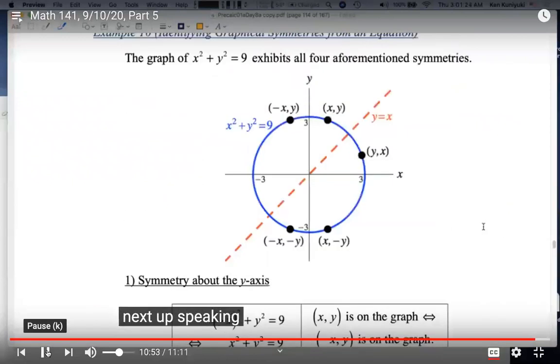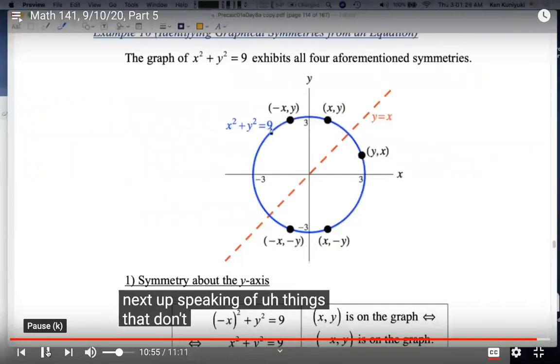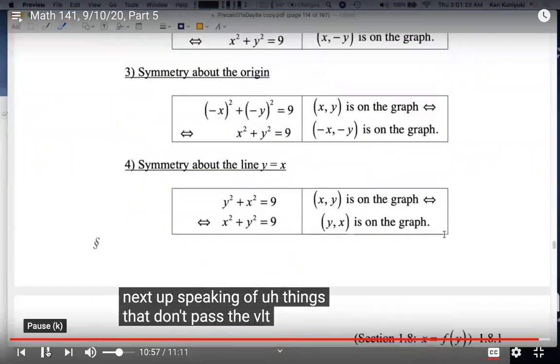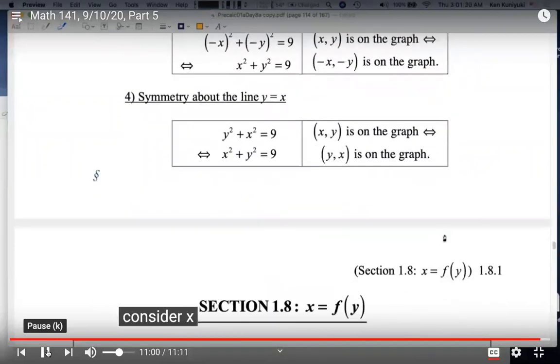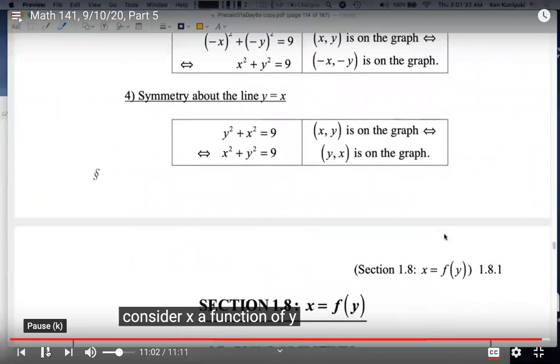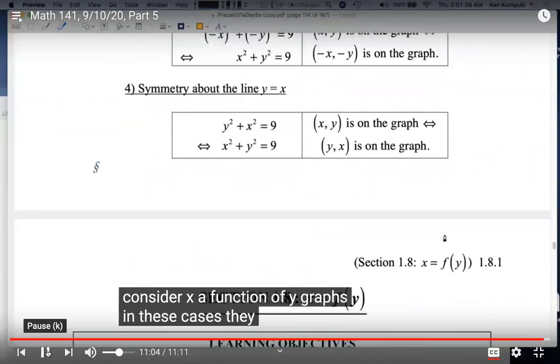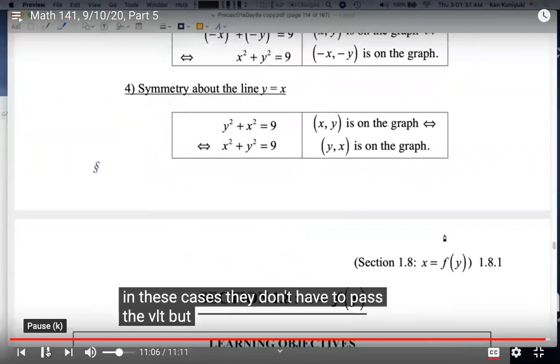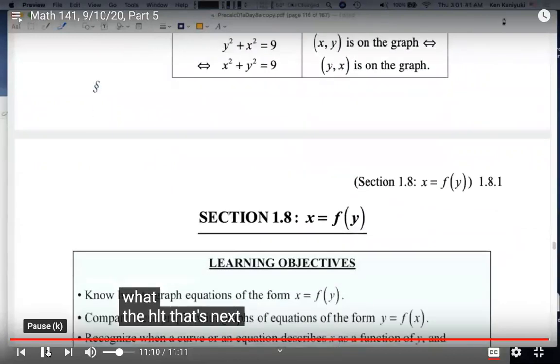Next up, speaking of things that don't pass the VLT, consider x a function of y. Graphs, in these cases, they don't have to pass the VLT, but they do have to pass the what? The HLT. That's next. All right, that's coming up next.